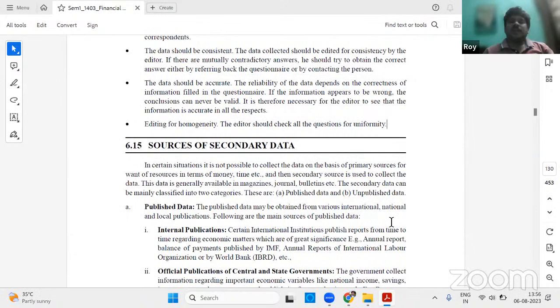Now, very important thing. We have seen primary data till now. Can anyone tell me what are the ways to get the primary data, before going to the sources of secondary data? Come on. First one: how will you get the primary data?